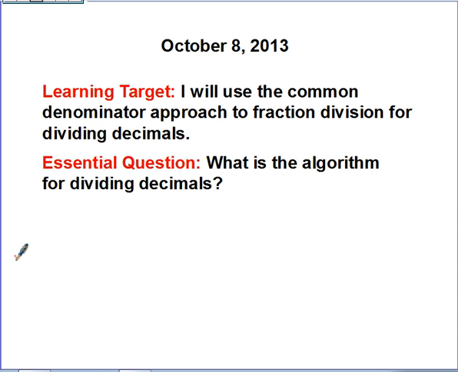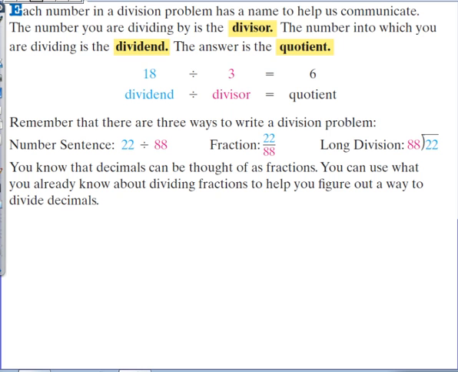Alright, welcome back. So the learning target is: I will use the common denominator approach to fraction division for dividing decimals. What is the algorithm for dividing decimals? This is actually what we're going to talk about in class today, but before we talk about that, we're going to talk about what the different parts of a division problem are.